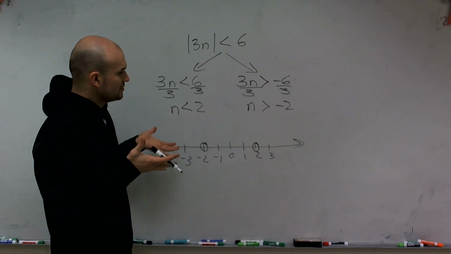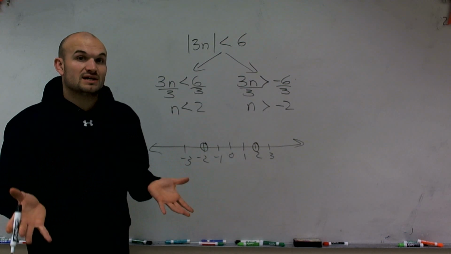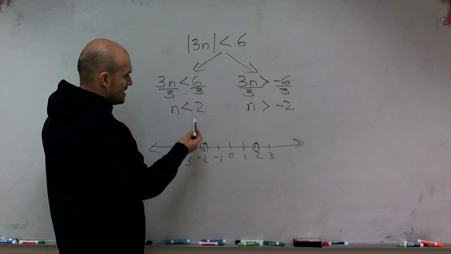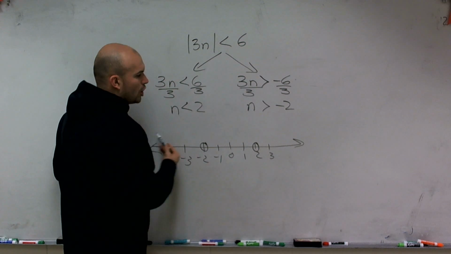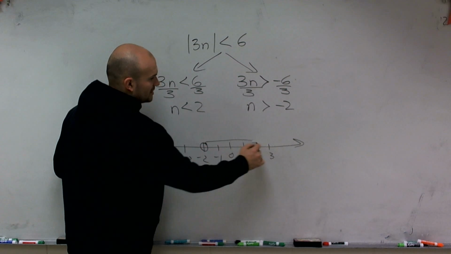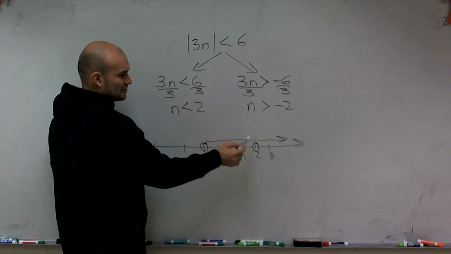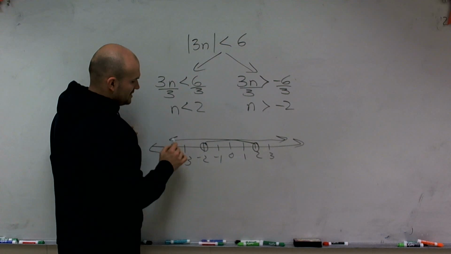Now, what we have is a compound inequality. We're going to be graphing both of these on the same axis. So you could say that n is greater than -2, that's going to be all numbers greater than -2, which would be pointing in that direction. And then n is less than 2 is going to be all values going in this direction.